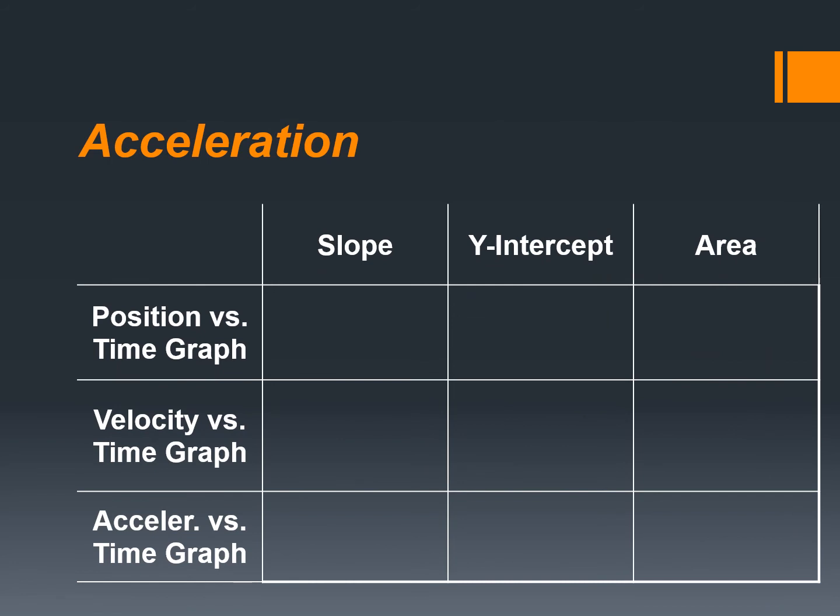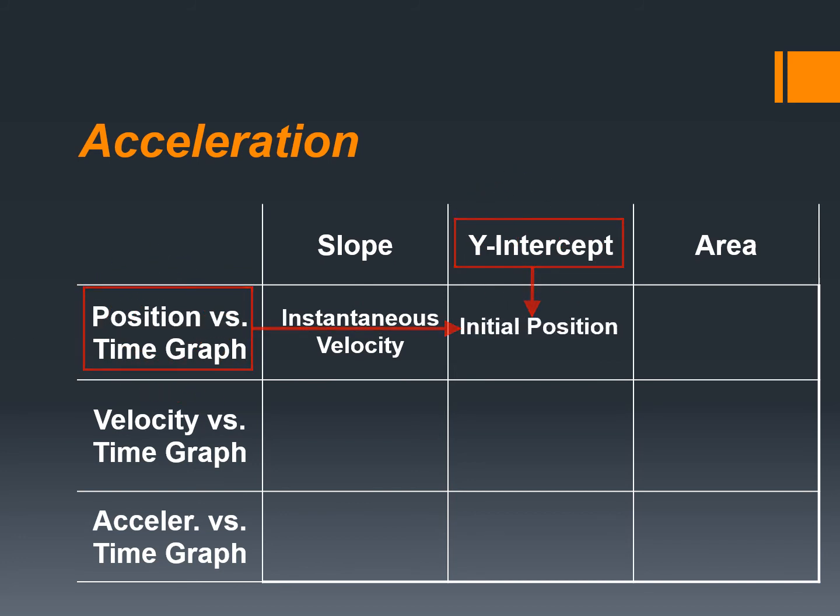Position versus time graph, the slope, what is that going to give you? It should give you the velocity at any given point, which we call instantaneous velocity. The y-intercept is going to be the position when time equals 0. We call that initial position. The area of a position versus time graph doesn't give you anything. There's no real physical relevance to that.